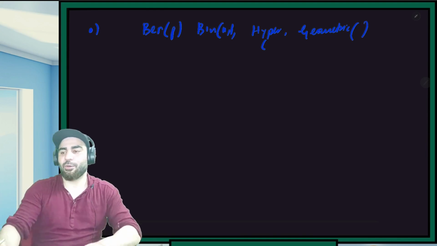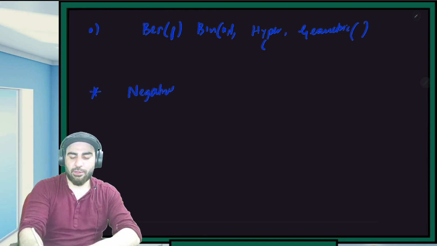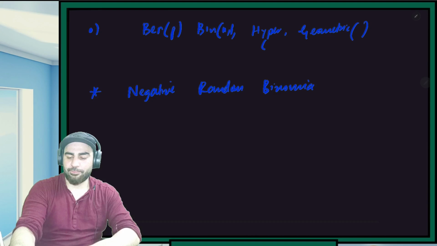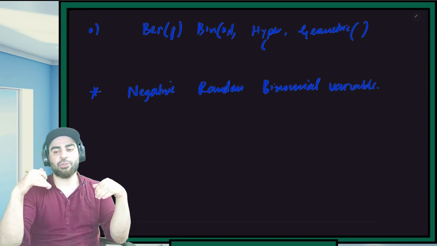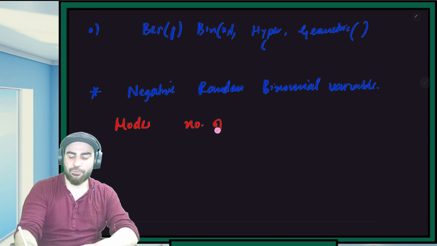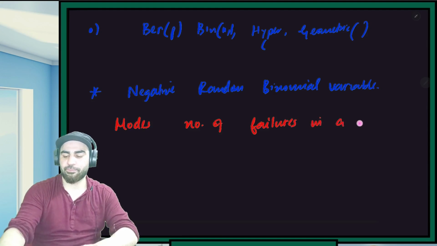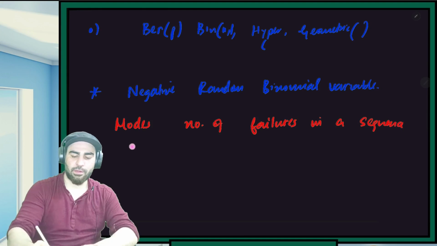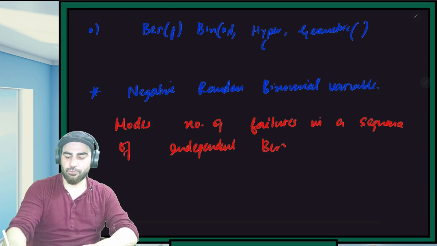And now let's see what is called the negative binomial random variable. This is the distribution's name. Negative binomial is again a discrete random variable; we're still studying discrete random variables. In this, it models the number of failures in a sequence of independent Bernoulli trials.